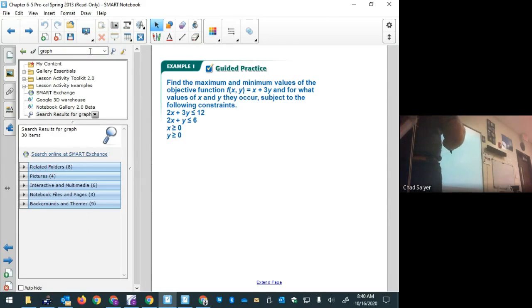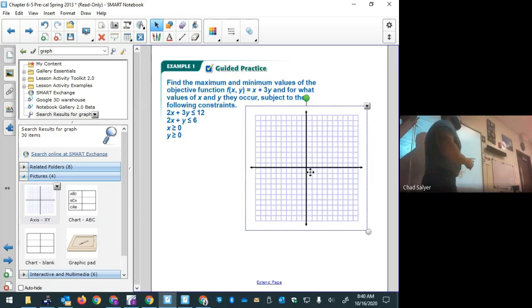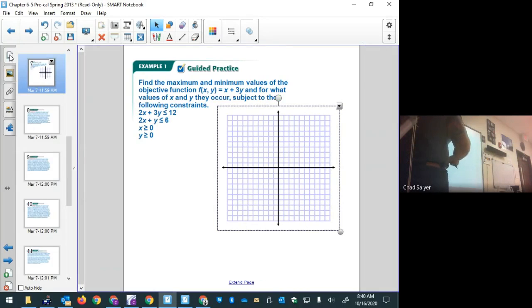Positively obnoxious to have your default text persist in that case. Horrendous program. So we're going to graph each of the constraints. Wow. That is just determined to stay, isn't it?